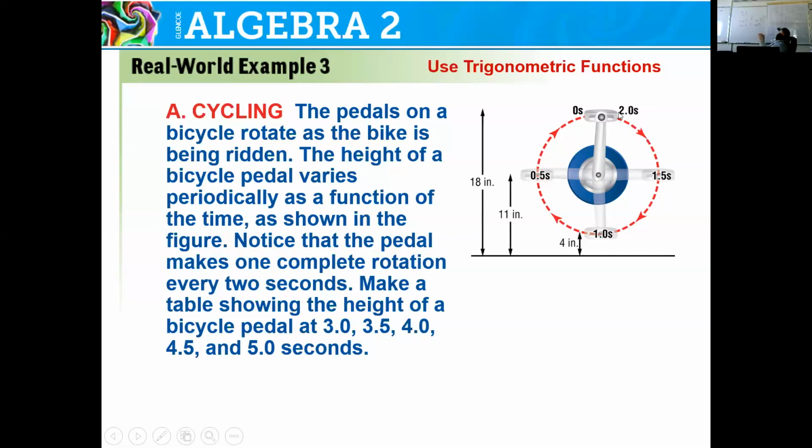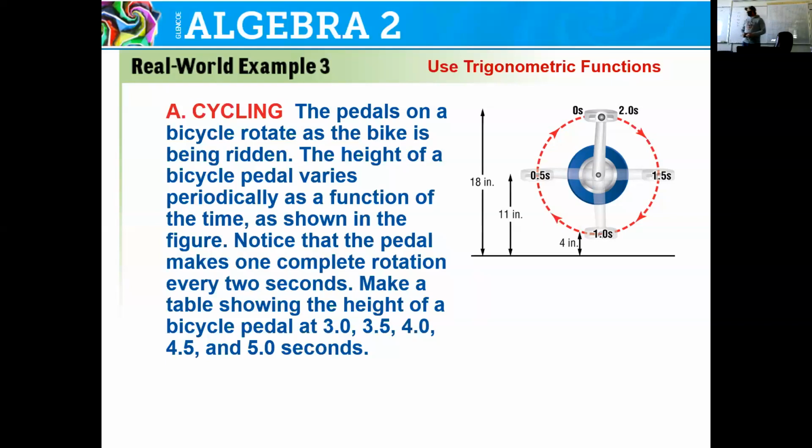Okay, since we know this repeats itself, and we know it repeats itself every 2 seconds, it's given to us in the problem, how can we find where the pedal will be based upon that? Well, they want us to find it at 3 seconds, 3.5, 4 seconds, 4.5, 5 seconds. Okay, I could do this 2 different ways.